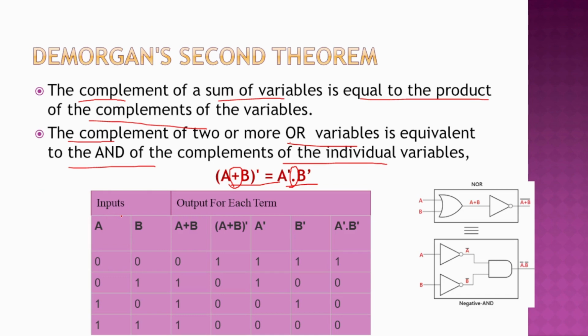Draw the truth table for De Morgan's second theorem. First of all, you need to give input for A and B values. Afterwards, you need to find A plus B. Then you will find (A plus B) the whole dash. This is the LHS value.